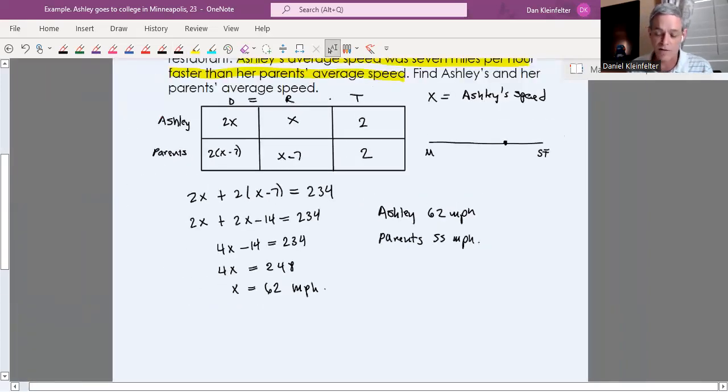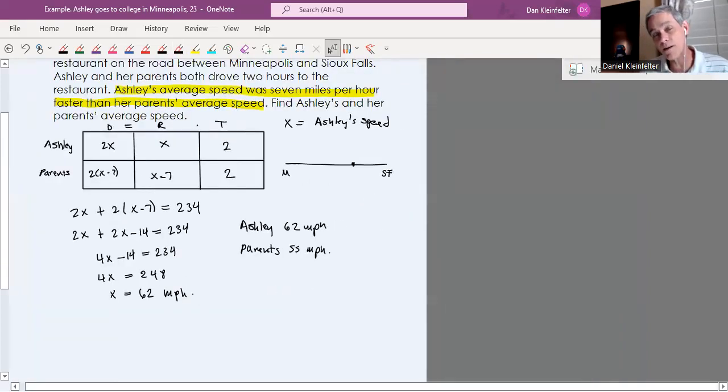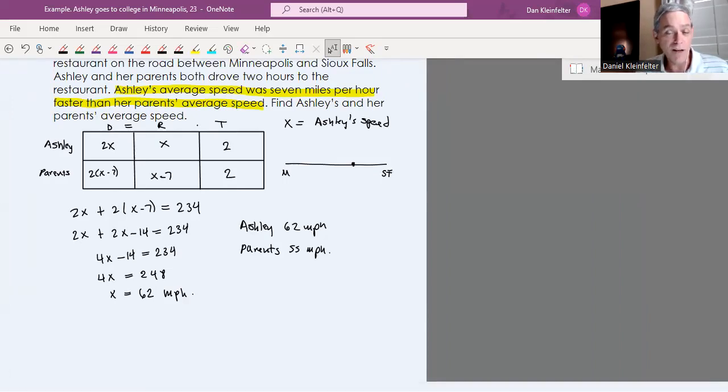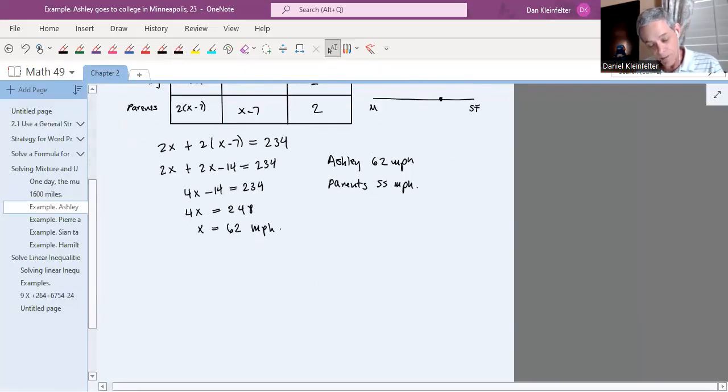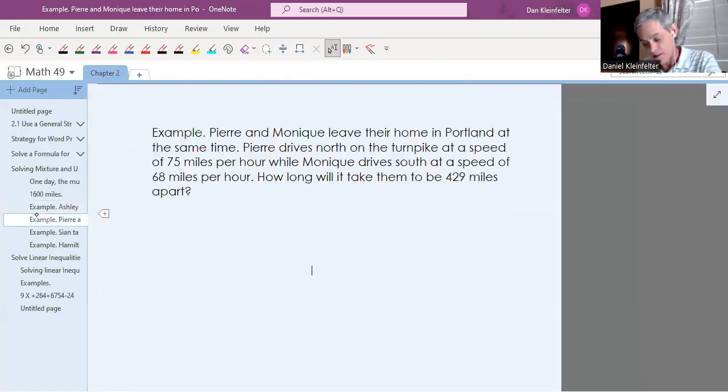Okay, again, just to look over it, we read and understood the problem. I used a table to organize the information. We picked out a variable to represent one of the things that we're trying to find, and filled in the table from the information in the problem, and then figured out what has to equal what, and then solved the resulting equation. Okay, let's try this again.